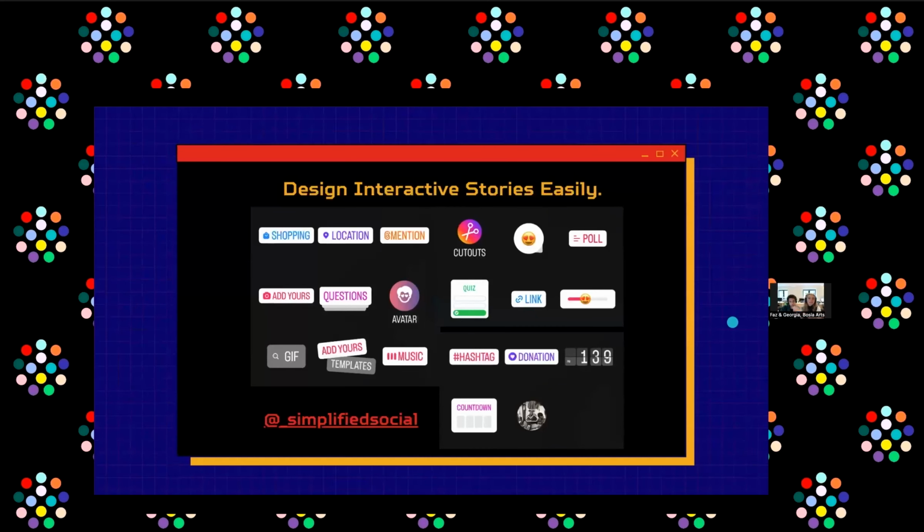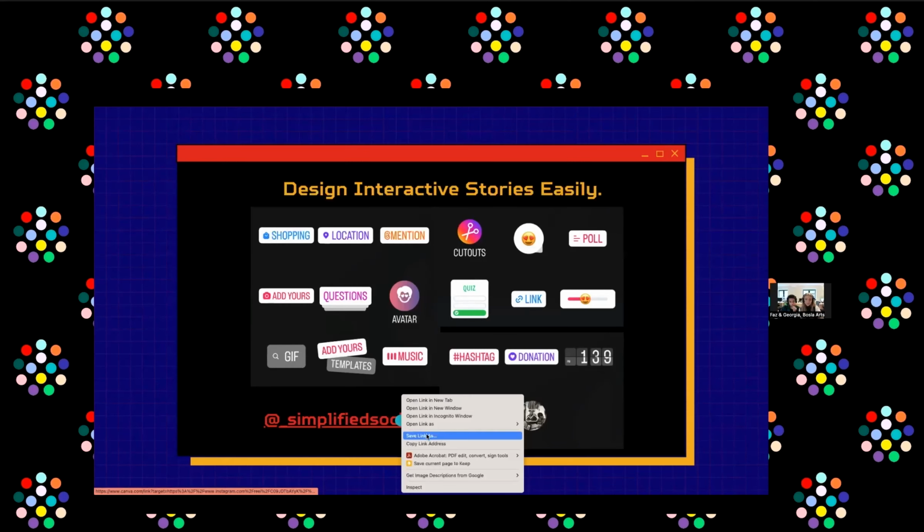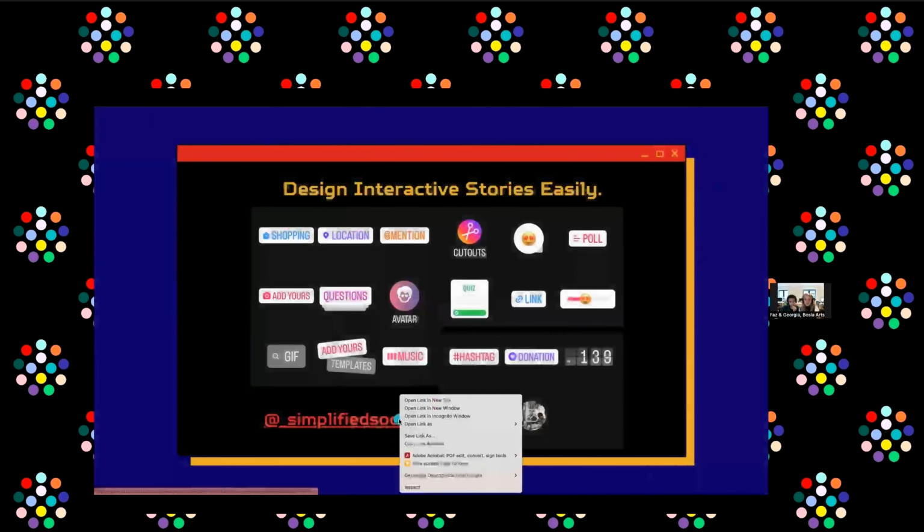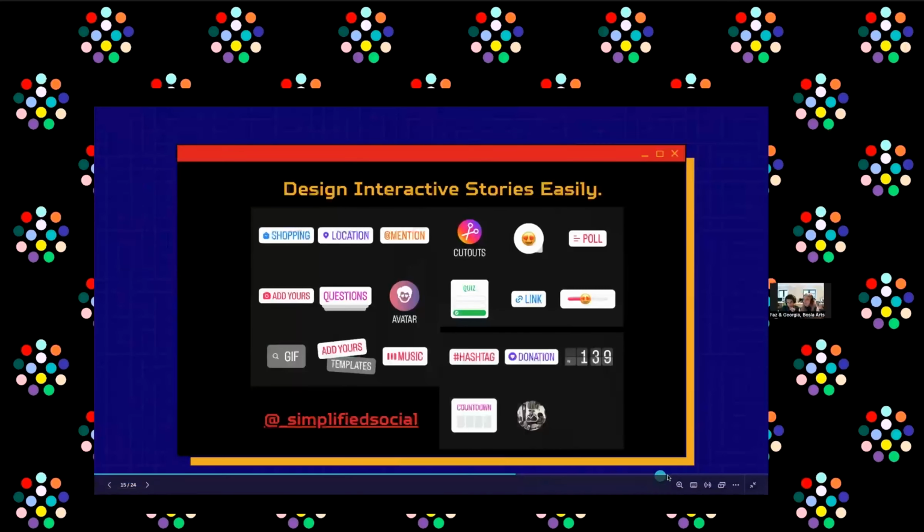And this is just an example of everything that you can do when you post a story. This is a great account that Faz is going to post in the link, which just gives you some nice ideas. Very simple things that you can do with the stories, utilizing all these things.